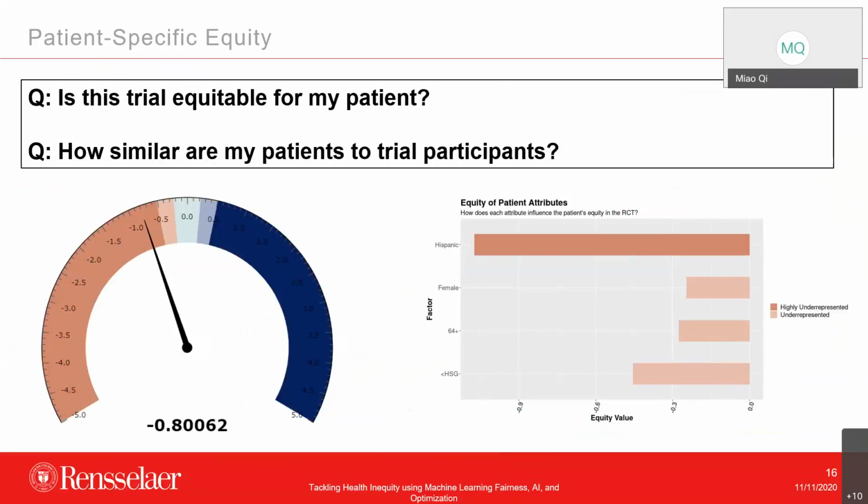And finally, we allow the physicians to do the patient-specific equity evaluation. It's designed to answer questions such as, is this trial equitable for my patient? And how similar are my patients to the trial participants? By inputting the individual patient characteristics into the tool, the system will return a patient-specific equity score and analyze the influence of each attribute on the patient's equity level.